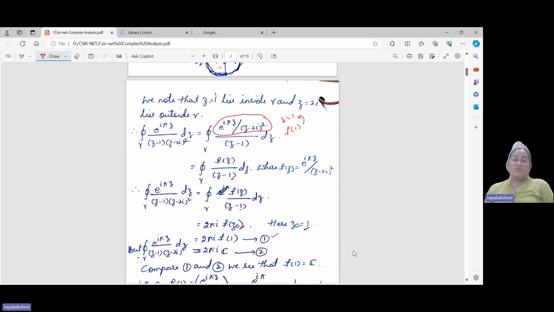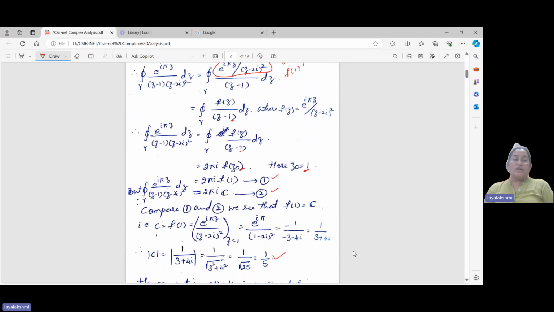Now, if we name this one equation 1 and this one equation 2, and compare these two equations, we see that c is equal to f of 1. Wherever we have z, we replace z by 1. So c is equal to f of 1, which is e to the power of i pi z by z minus 2i whole square for z equal to 1. Replacing z by 1, this is e to the power of i pi by 1 minus 2i whole square, and e to the power of pi i by 1 minus 2i whole square is equal to minus 1 by minus 3 minus 4i, which is equal to 1 by 3 plus 4i.